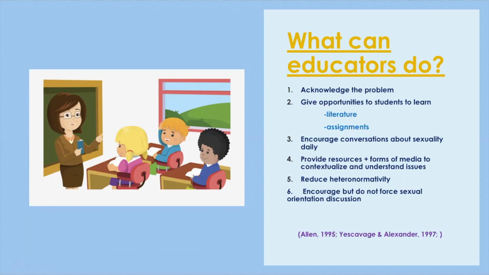Fourth, you want to provide resources and types of media to help contextualize and understand issues. I'll be discussing this a little bit later on. And all of this is done to reduce heteronormativity, which is the idea that only straight individuals exist with their straight partners. In reality, there's a rich environment filled with different types of communities. Lastly, you want to encourage this type of conversation, but you do not want to force it. Some students may be closeted or anxious, and you don't want to force them to talk about something they are not comfortable or ready to talk about.